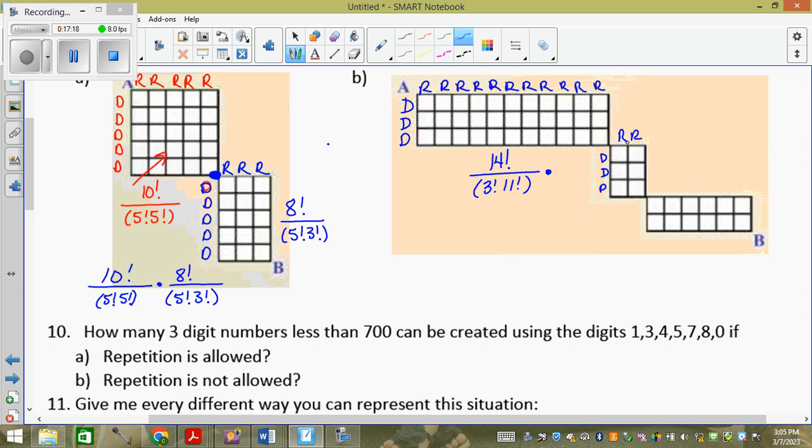Okay, so then this one would have 5 factorial for all the letters, and then 3 factorial for the 3 D's, 2 factorial for the 2 R's. And then I would multiply that by this one. So this one would be 8 letters, 8 factorial, divided by 2 factorial, 6 factorial.